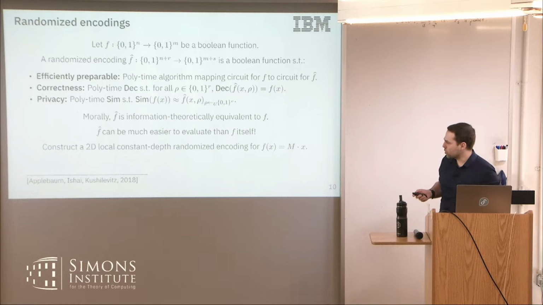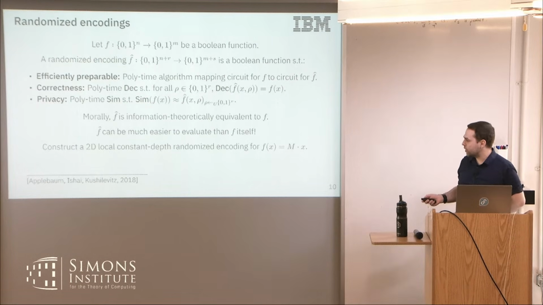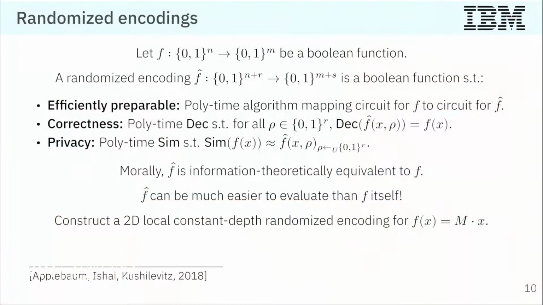Okay, so what we're going to do is construct a randomized encoding for linear maps, so things of the form m times x. And the randomized encoding will be evaluatable in constant depth and even by a 2D local circuit. And one thing that I'm not going to show, but it follows from these properties, is that the entropy difference under uniform inputs for the randomized encodings of two functions f and g is exactly the same as the difference of the entropies of f and g under uniform inputs.